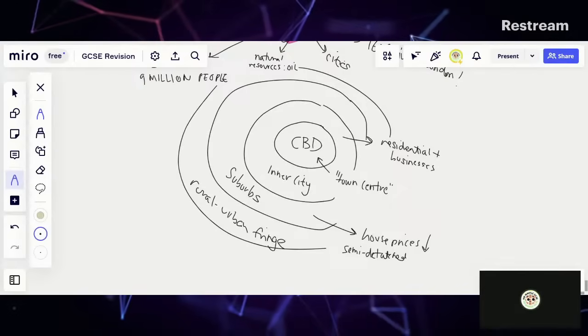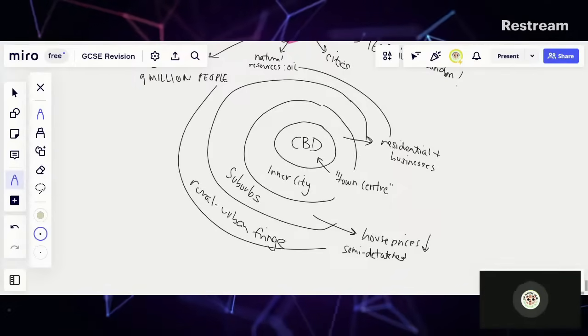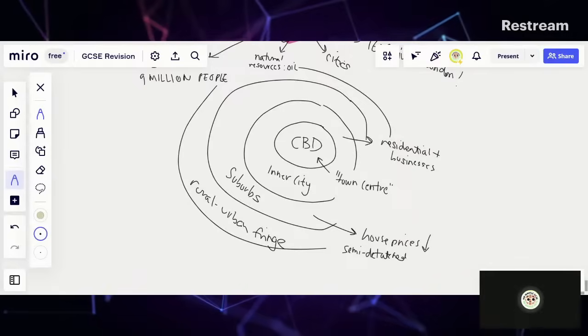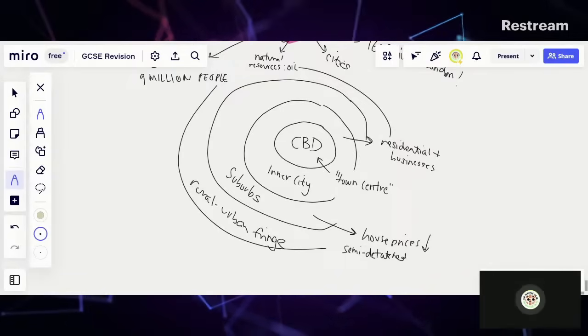Okay, now moving on. Again, we're going to return to the case studies. So let's move on to sustainable urban living.